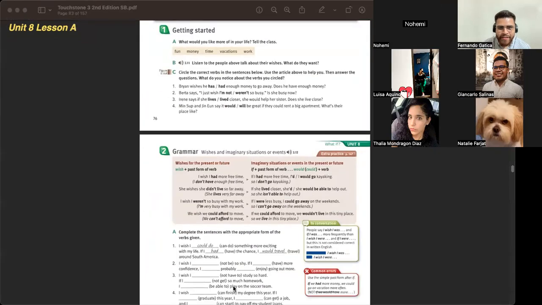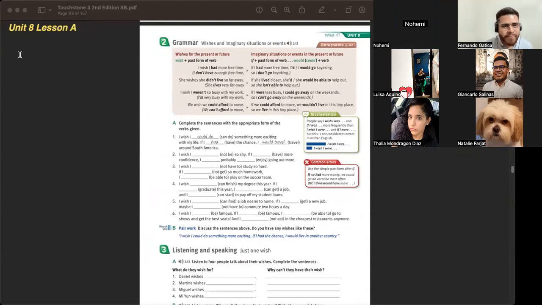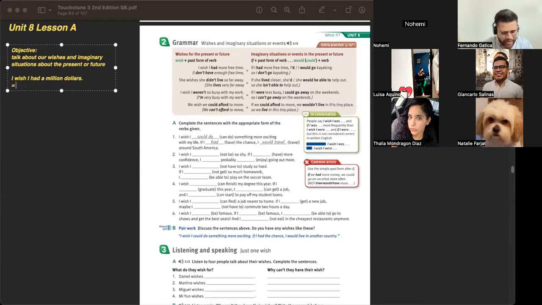Look, the topic is wishes. Page 77, please. In this lesson, the objective was to talk about our wishes and imaginary situations about the present or future. I wish I had $1 million. In Spanish, this would be kind of like ojalá tuviera $1,000,000. Ojalá tuviera $1,000,000.